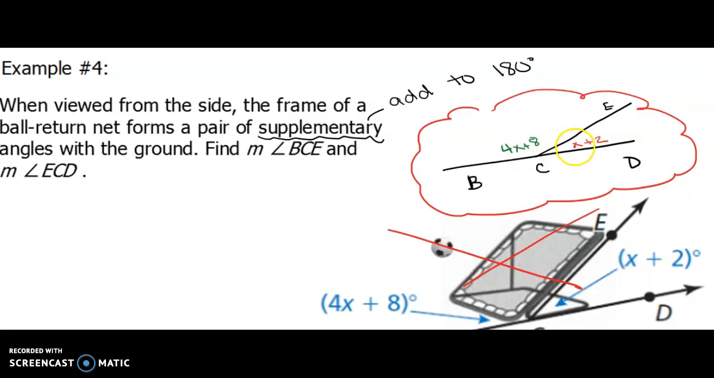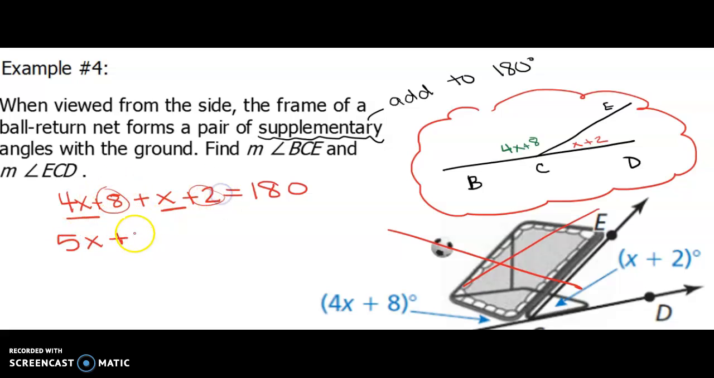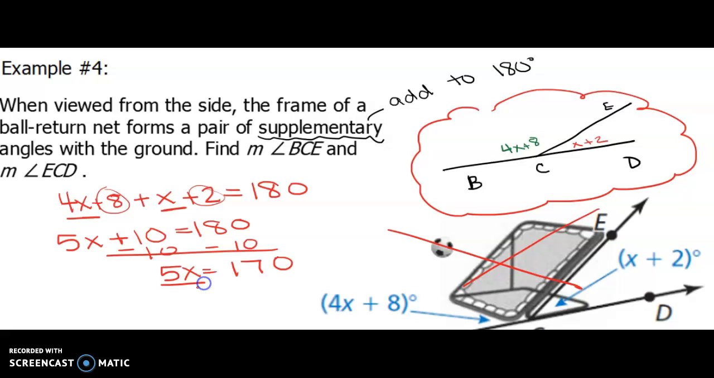So it says these two angles form a pair of supplementary angles with the ground. Okay, so if they're supplementary, they add to 180 degrees. So I can set up an algebraic problem. 4x plus 8 plus x plus 2, all that equals 180. Okay, now we've taken a geometry problem and turned it into an algebra problem. So 4x plus x, 5x, plus 8 and 2 make 10, equals 180. Subtract 10 from both sides. Divide by 5. I get x equals, what is that, 34? My calculator says 34.